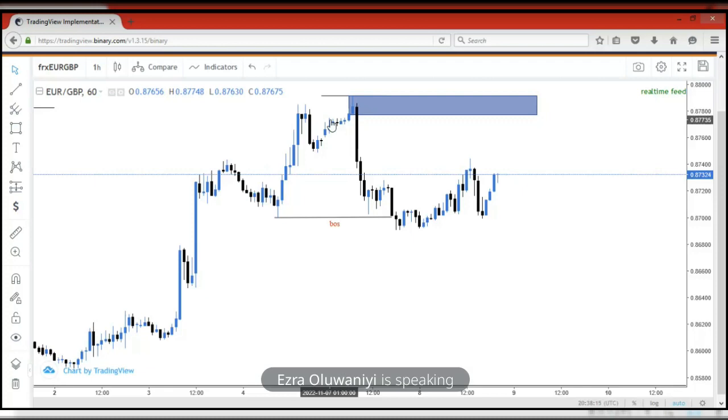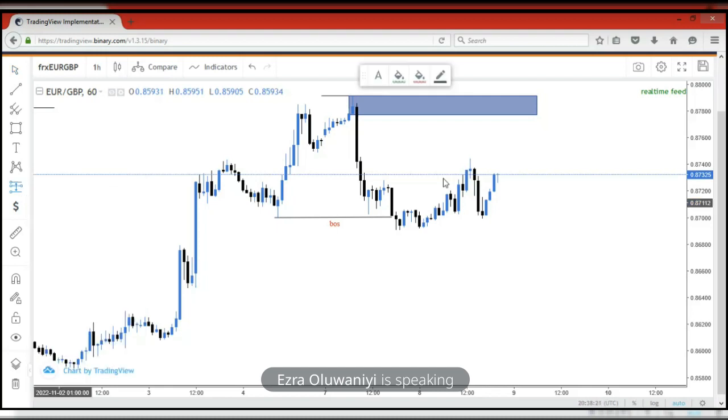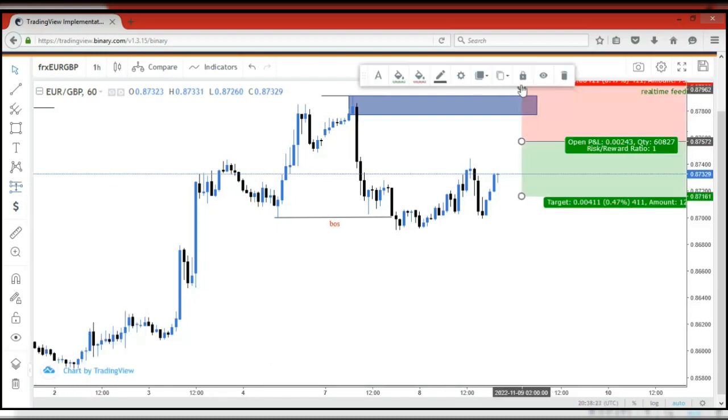Yes, sir. Is that clear? So this is what I have. So that's where I'll be taking my trades from. So I'll be selling this asset from here, from that zone I marked.